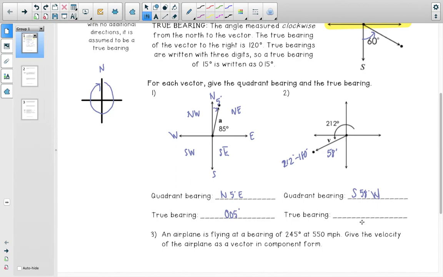Then the true bearing. The question is, what's the true bearing? This is 212 degrees here, but what is it from here to here? You know this is 90, you know this is 90, and you know this is 58. So 90, 90, so 180 plus 58, you get 238 degrees. So the true bearing for this is 238 degrees.